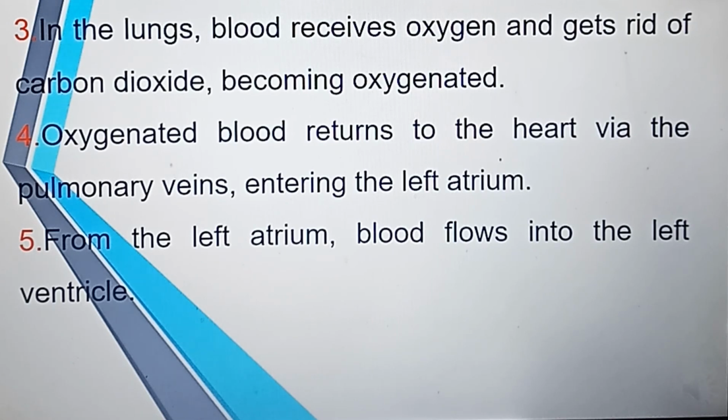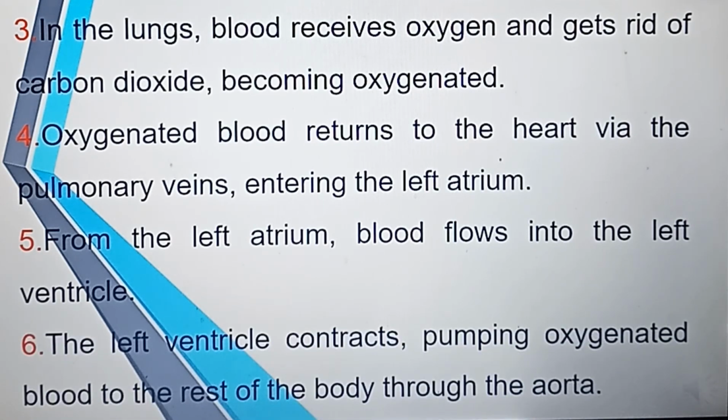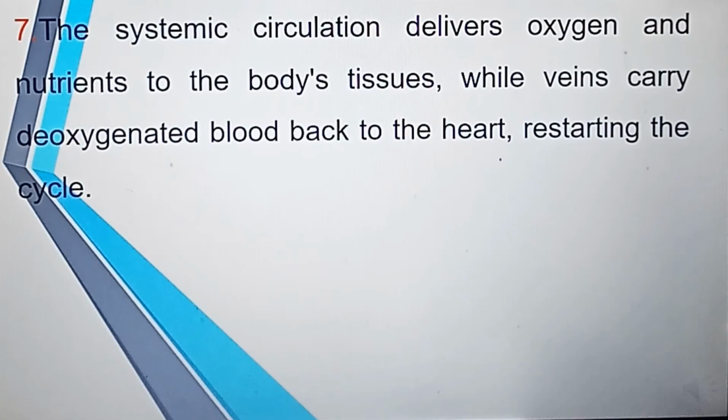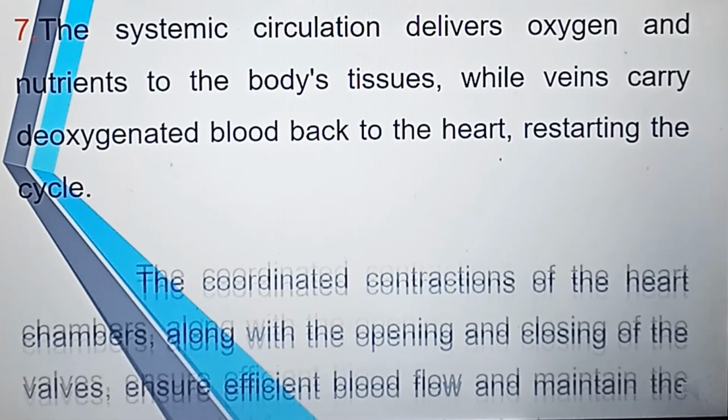Number 5. From the left atrium, blood flows into the left ventricle. Number 6. The left ventricle contracts, pumping oxygenated blood to the rest of the body through the aorta. Number 7. The systemic circulation delivers oxygen and nutrients to the body's tissues, while veins carry deoxygenated blood back to the heart, restarting the cycle.